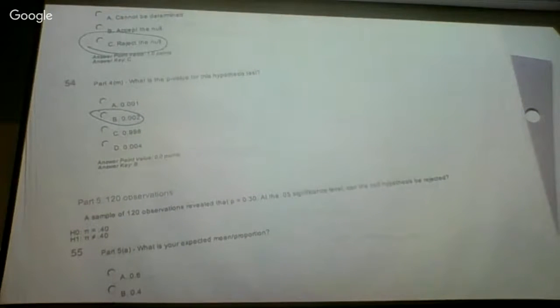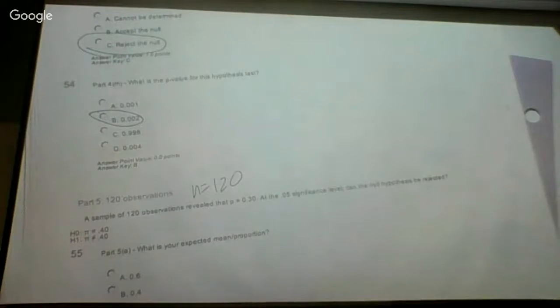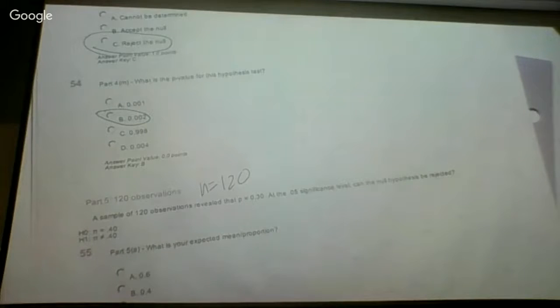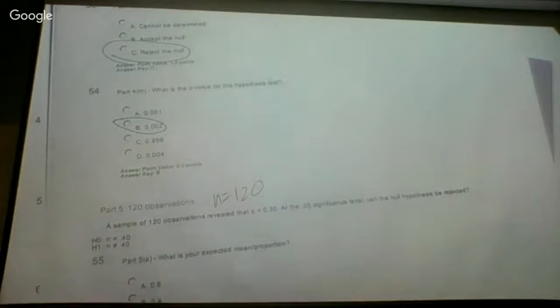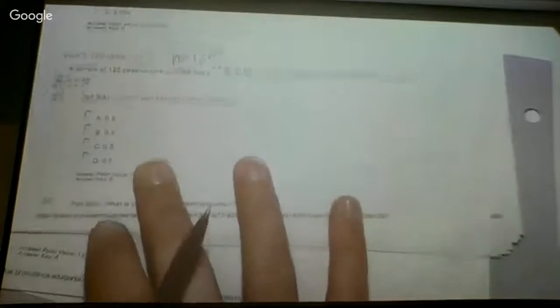120 observations. I'll tell you that n equals 120 here. So a sample of 120 observations revealed that p is 0.3 at the 0.05 significance level. Can the null hypothesis be rejected? That's my null hypothesis and that's my research hypothesis. I'll move it up on the screen so all y'all can see. All right.